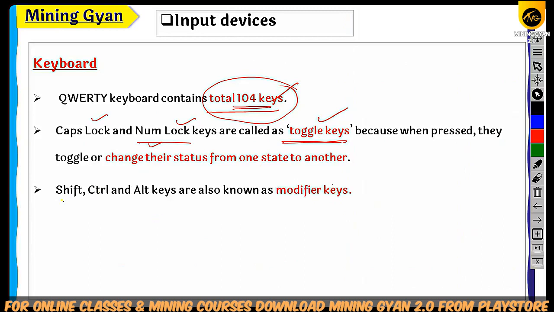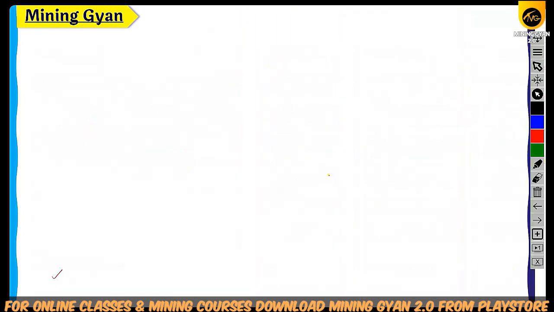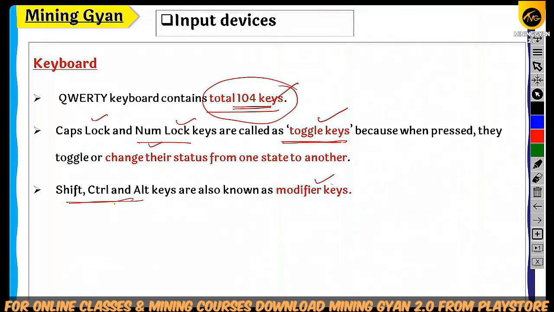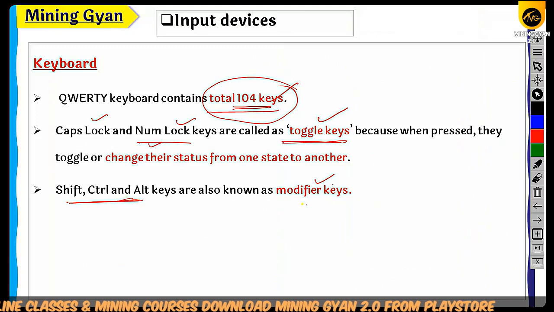The third is shift, control and alt. These keys are called modifier keys, because they are used to modify any type of data. So shift, control and alt, these three keys are called the modifier keys. The toggle key and modifier key.